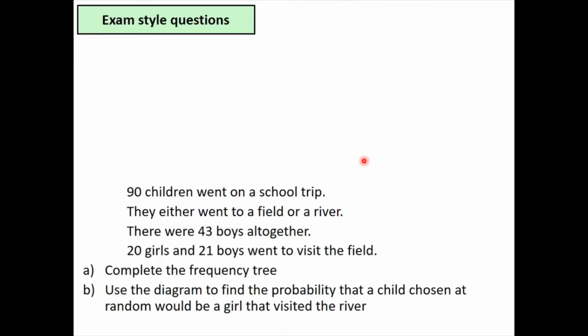Here is an exam style question. I want you to pause the video and have a go at this. So 90 children went on a school trip. They either went to a field or a river. There were 43 boys, 20 girls, and 21 boys went to visit the field. Complete a frequency tree. And part B, use the diagram to find the probability that a random child chosen would be a girl that visited the river. Have a go at that now. Pause the video and press play when you're ready for the answer.